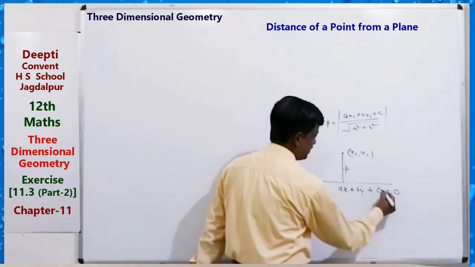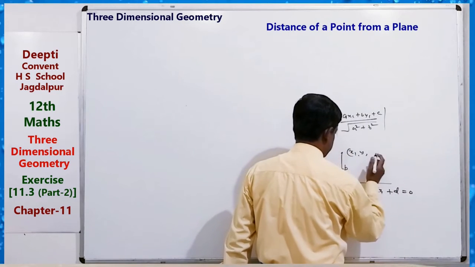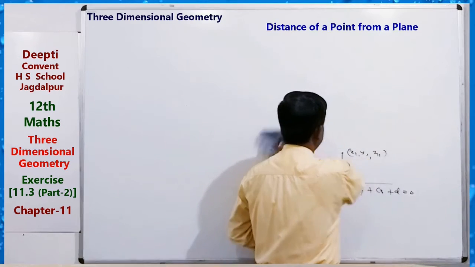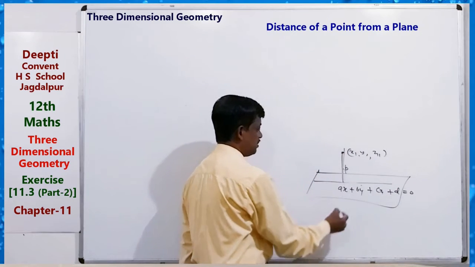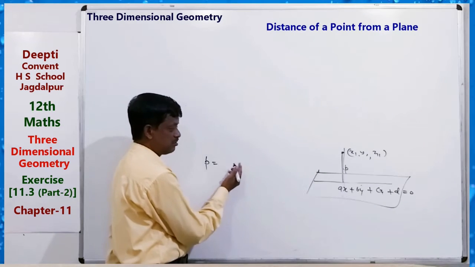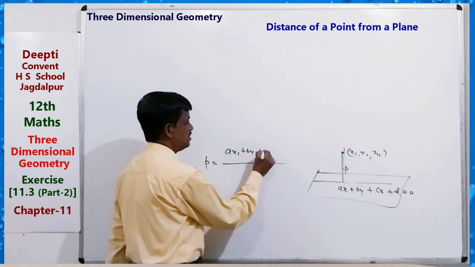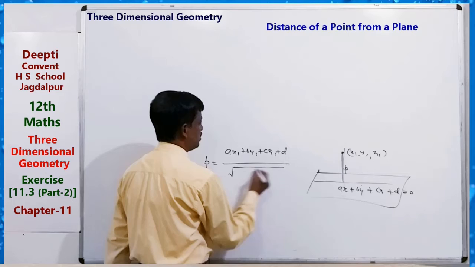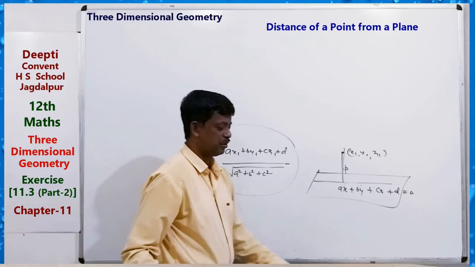Same, just one thing here: in 3D, the plane is ax plus by plus cz plus d equals 0 and the point is x1, y1, z1. Just write this 3D point. This is the plane. Then the perpendicular distance is given by p equals, by the same process, ax1 plus by1 plus cz1 plus d upon square root of a square plus b square plus c square. Just remember it. Okay? The same technique for writing.